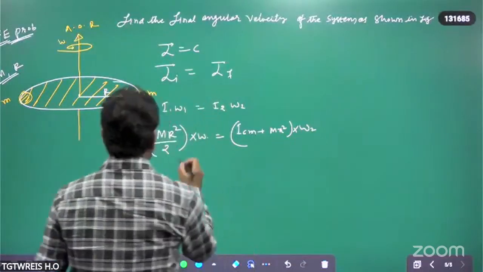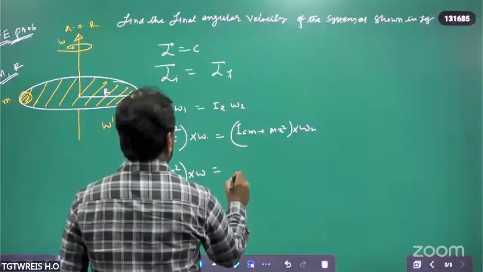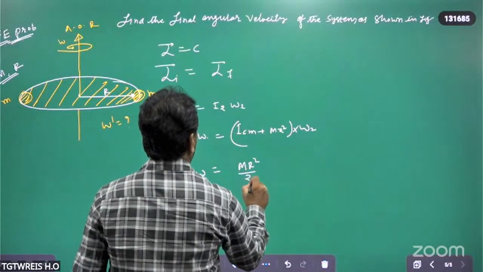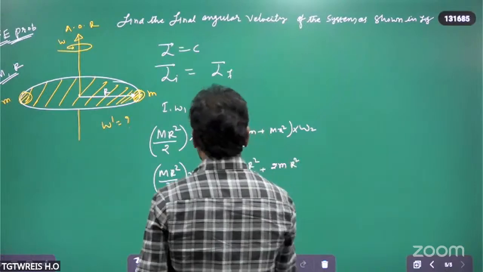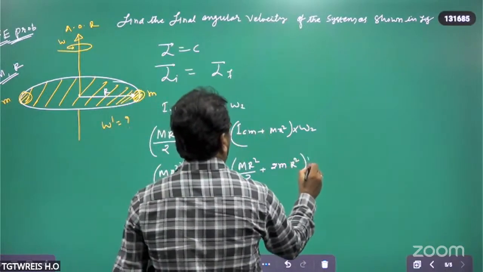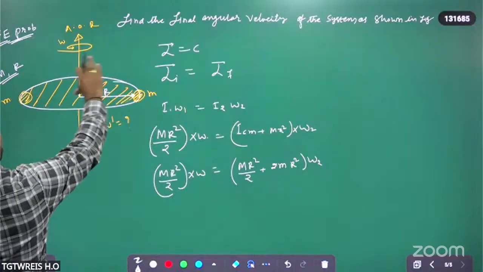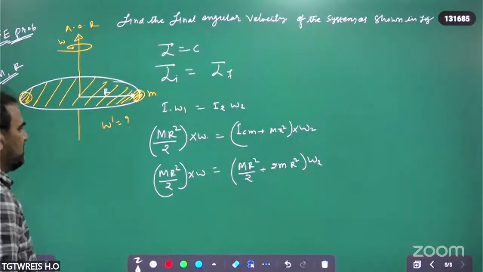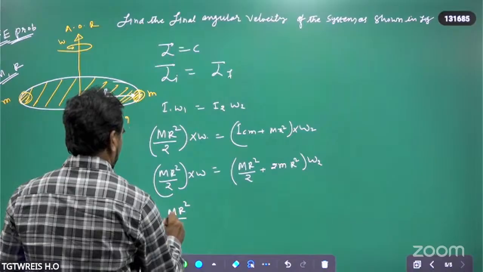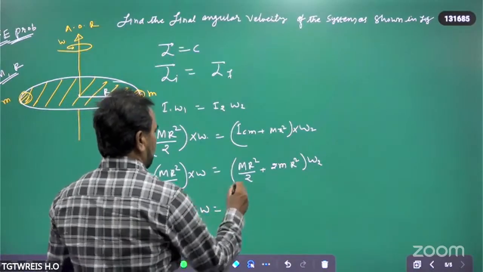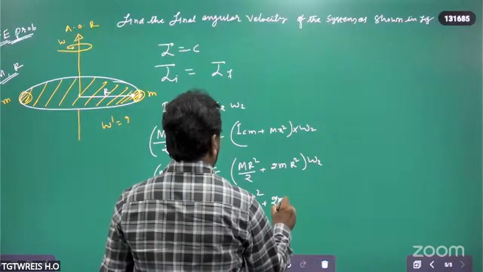Mr square by 2 into omega is equal to I_CM, which is Mr square by 2, plus the two particles, 2m into r square, into omega 2. We have to calculate the value of omega 2 here. These particles have a small mass, while the disk has a big mass, which I represent by capital M. Therefore, Mr square by 2 into omega is equal to Mr square by 2 plus 2m into r square.